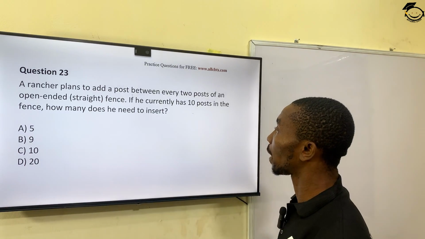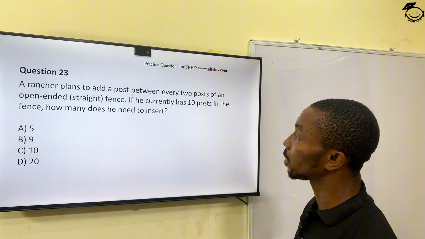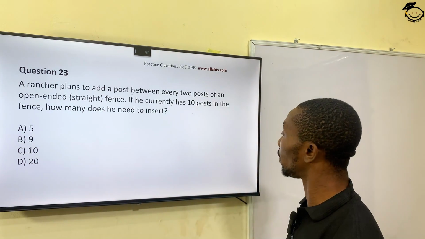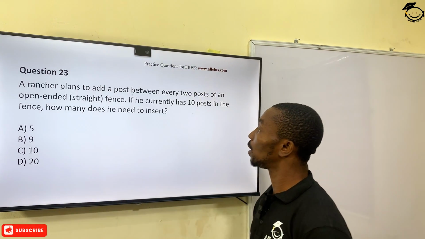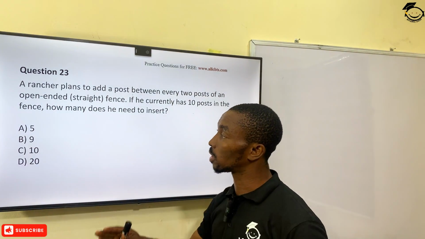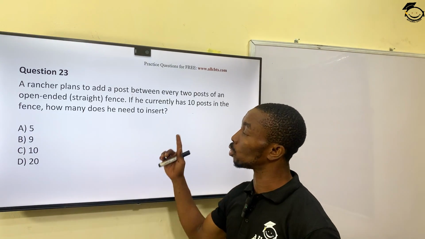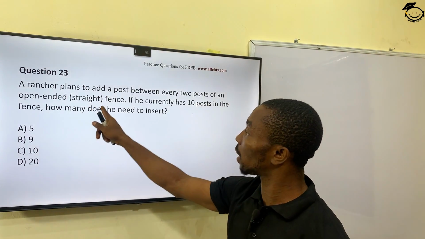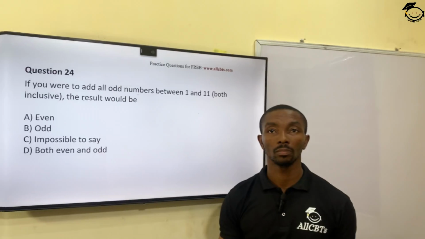A rancher plans to add a post between every 2 posts of an open-ended straight fence. If he currently has 10 posts in the fence, how many does he need to insert? Now, the 10 already existing posts have 9 spaces between them. So that means he needs to insert an extra 9 posts in the fence. So our answer will be B.